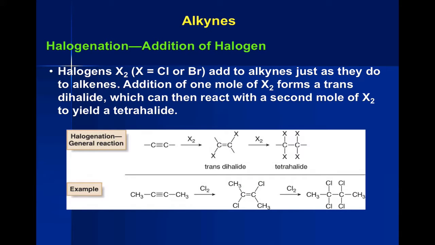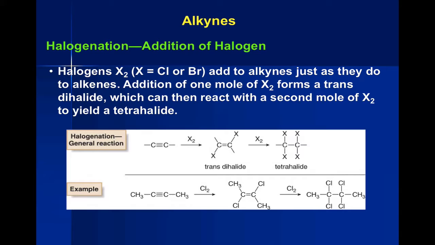Okay. The addition of halogen, you're going to get a tetrahalide. It's pretty straightforward. First equivalent adds, you get the trans dihalide. The second equivalent adds, and you get the tetrahalide. Okay, so we can do this with bromine or chlorine. If we try to do this with fluorine, it goes boom. If we do this with iodine, it's not versatile, right? So we're really limited to chlorine and bromine here.